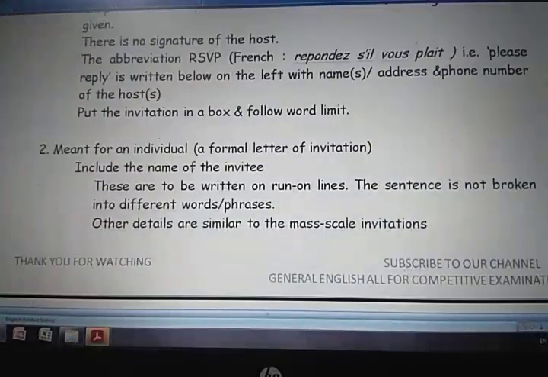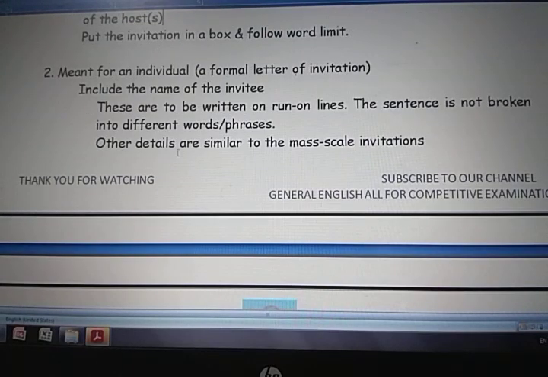All these are common. Other than that, you should write the name of the invitee because it is a letter type. You see, in the letter you have to and from. In place of to, you write the name of the invitee. In place of from, you write the name of the host, everything.